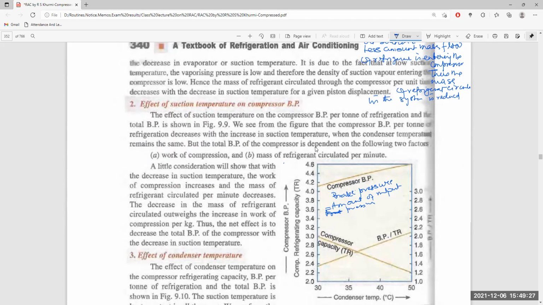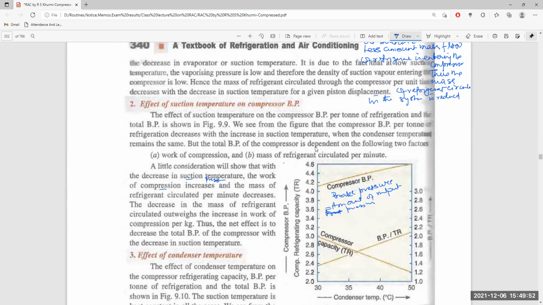Now, with the decrease in suction temperature, what is going on? The work of compression: the suction temperature is less, so temperature and pressure are less, and more compression is required. So the work of compression increases.